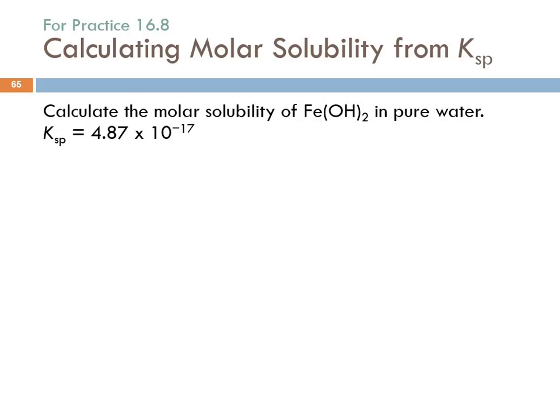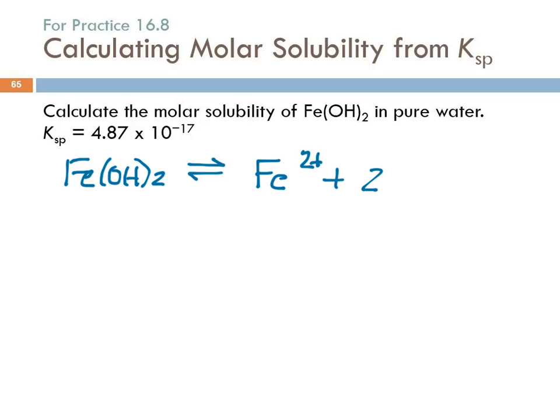Let's calculate the molar solubility of iron 2 hydroxide in pure water, and I copied the KSP down there for us. So what do we do? Ice table. So we've got, let's just do the whole equation here. We've got Fe(OH)2, and that is dissolving to form Fe2+ and 2 OH-. The 2 is important there. So I can just make my ice table under my equation here. Initially, we've got 0 and 0.